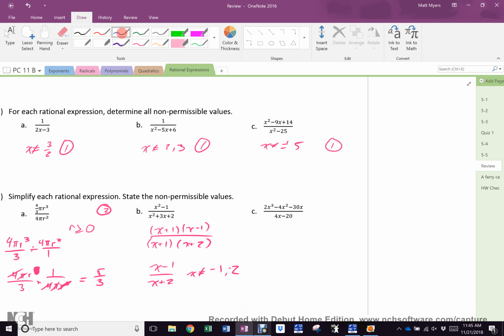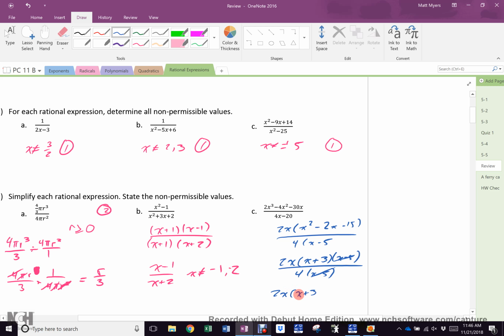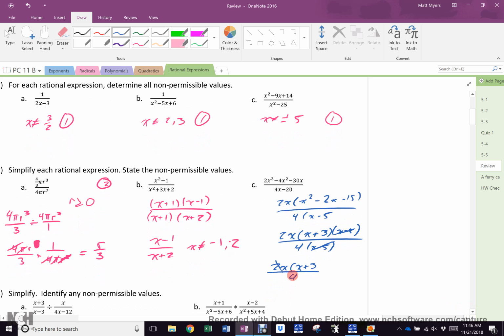And lastly, let's see, 2x is coming out of there, so that's x squared minus 2x minus 15 over 4x minus 5, 2x, x plus 3, x minus 5 over 4, x minus 5, cancel, cancel, 2x, x plus 3 over 4, cancel, cancel, x plus 3 over 2, and x cannot equal 5.